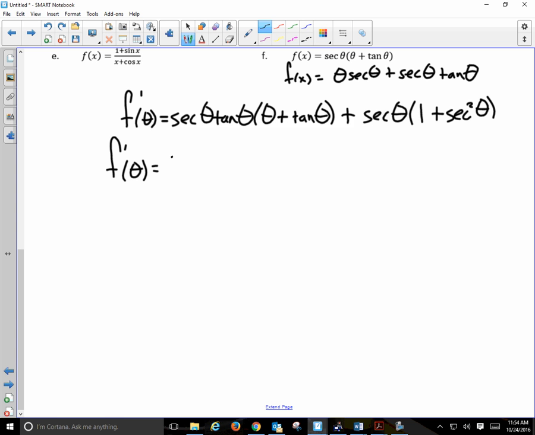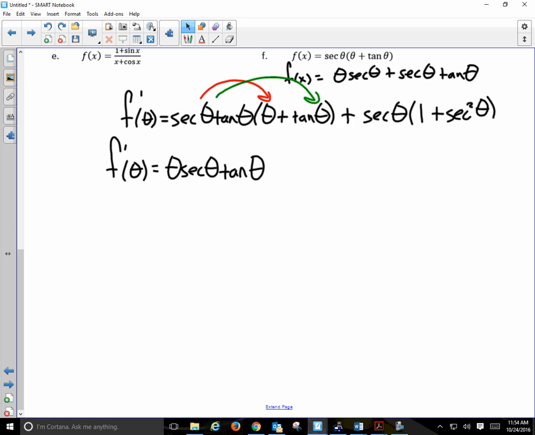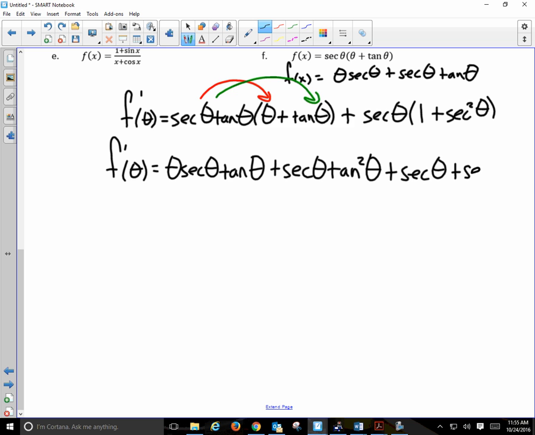Okay, we're going to distribute. I get theta, secant of theta, tangent of theta, as I distribute that first part through. As I distribute the second part through, I get, let's see here, plus secant of theta, tangent squared of theta. And if I distribute secant, I get secant of theta plus secant to the third theta. Okay.